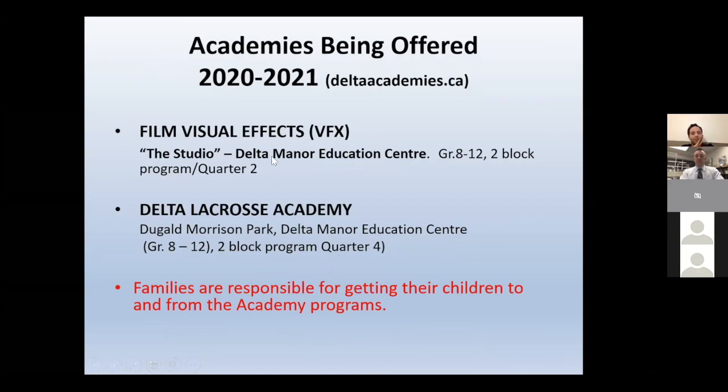The other academies being offered are Film Visual Effects and Delta Lacrosse Academy. Again, all these academies are open for students from grade 8 to 12. Families are responsible for getting the children to and from the academy programs. Previously, there were rides provided, but not this year.